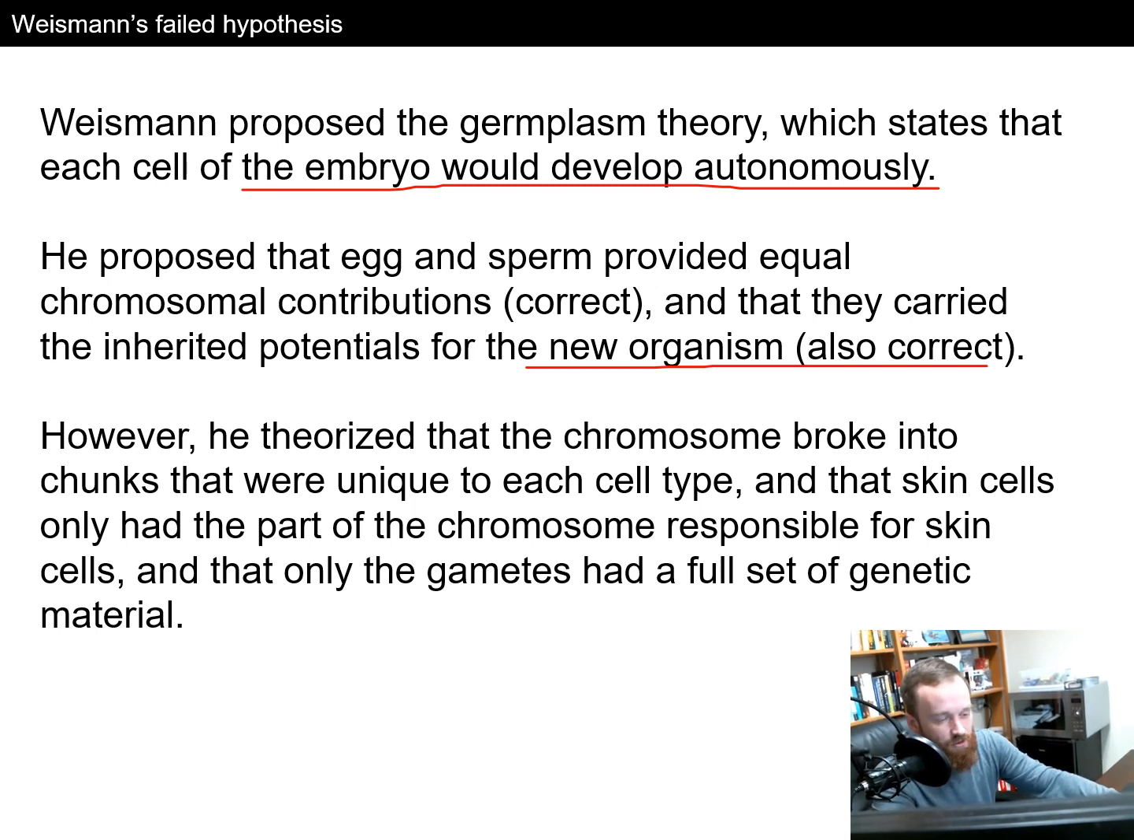However, he theorized that the chromosomes broke into chunks that were unique to each cell type. So if you're going to be a skin cell, then you would only inherit the chunk of the chromosome that had the genes for skin cells. And that if you were a melanocyte, you would inherit only the chunk of the chromosome that had the genes for melanocyte specification. And so that only gametes, only the sex cells, had full complements of your entire genome, all the chromosomes. And that's incorrect, we know now. So each cell has every copy of every gene, and they're only turned on and off specifically for each cell type.